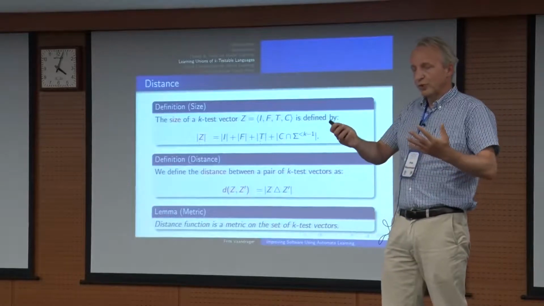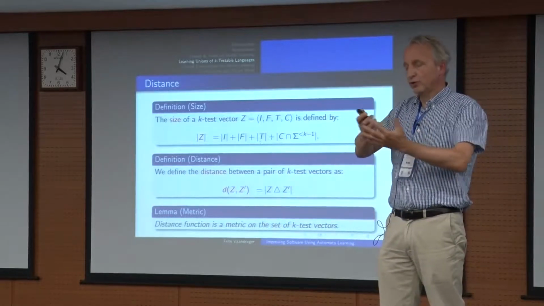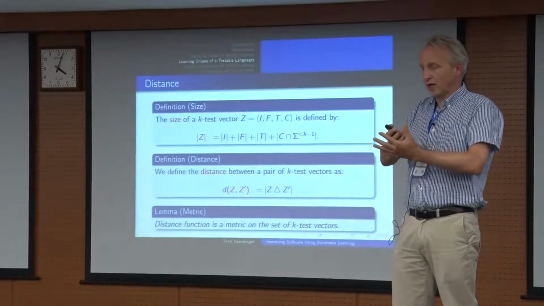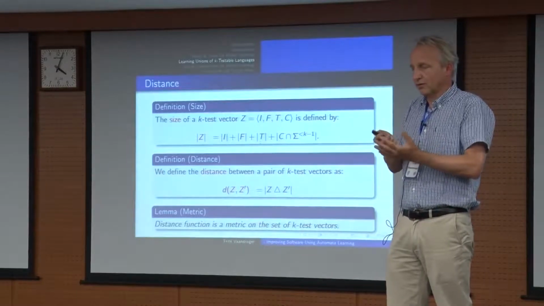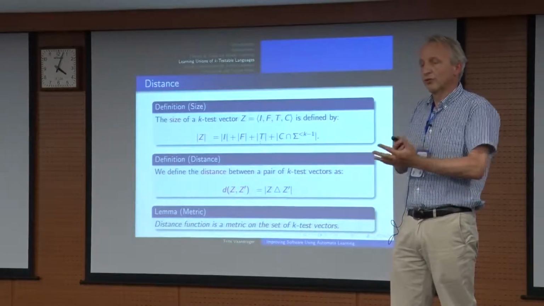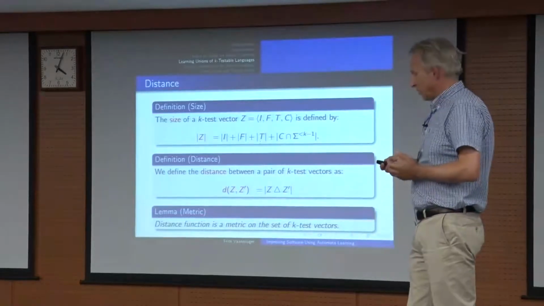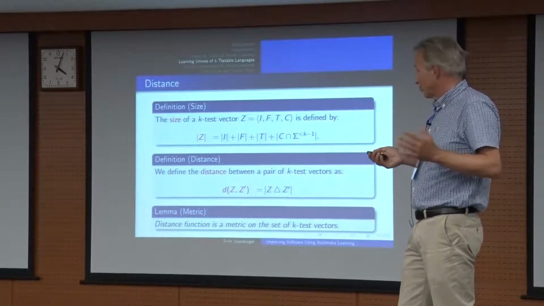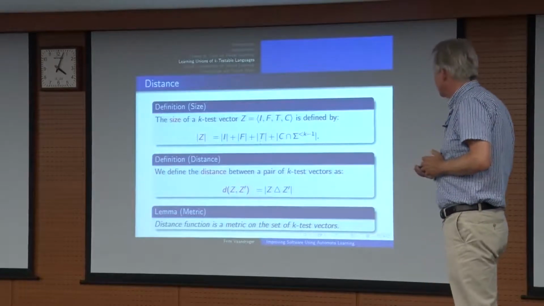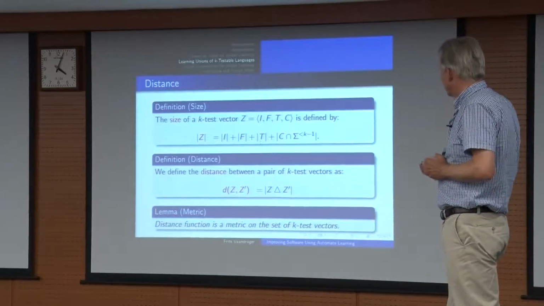Now sometimes we can take a union of two test vectors, and then we get the union of the languages. But which union should we take? In which order?